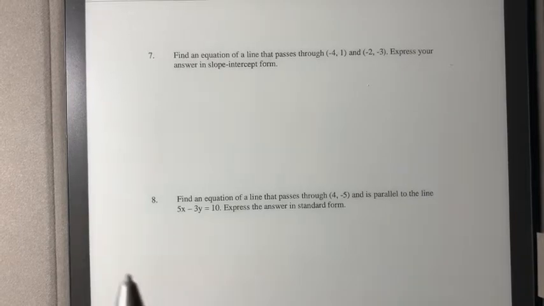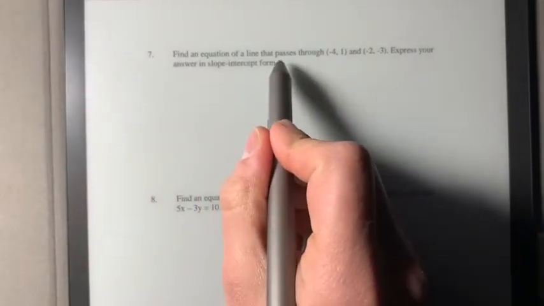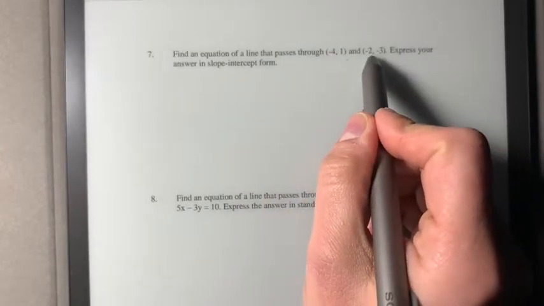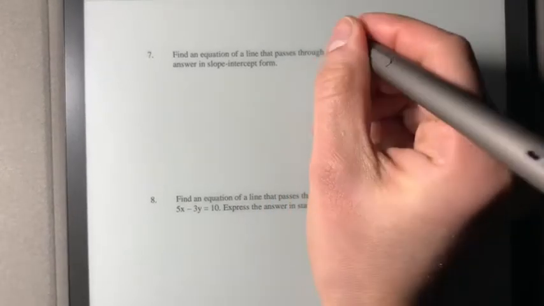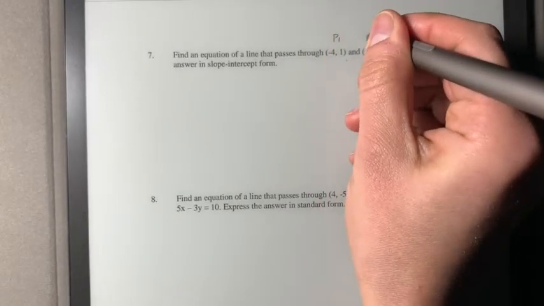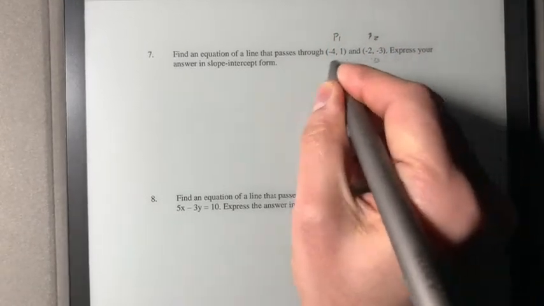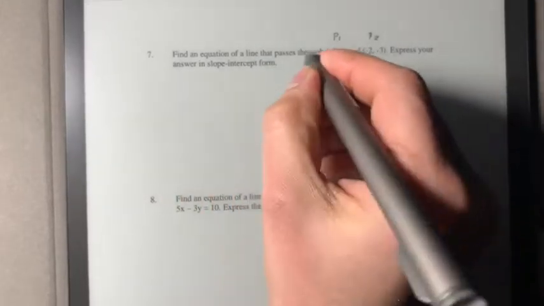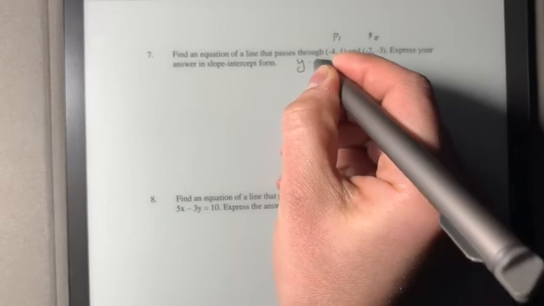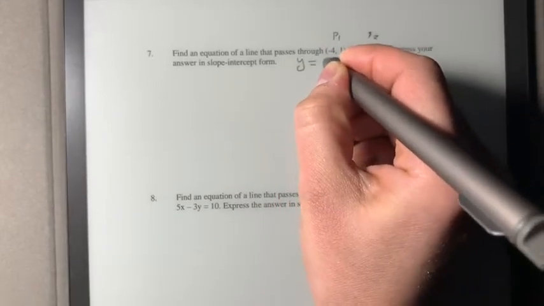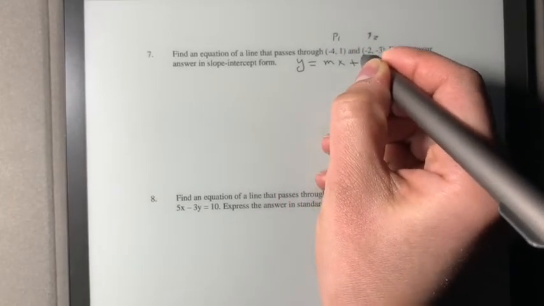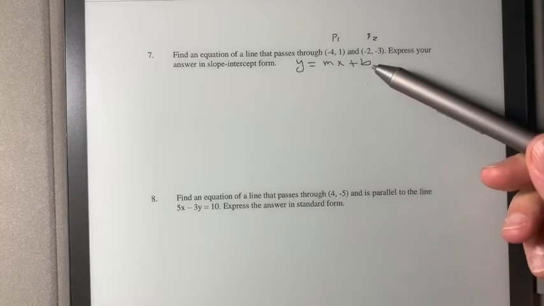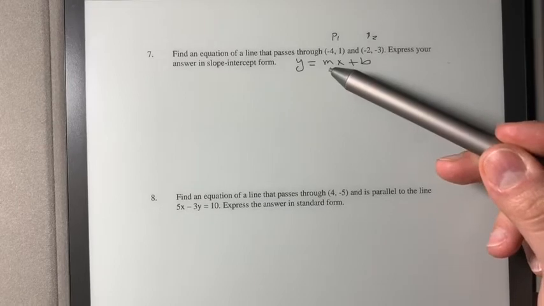Okay, so it says find an equation of a line that passes through -4 and 1 and this one. So we have 2 points. Let's say this one is point 1, this one is point 2. Express your answer in a slope-intercept form. So what was a slope-intercept form? When we have y equal mx plus b, this was the slope-intercept form because b is the intercept and m is the slope.